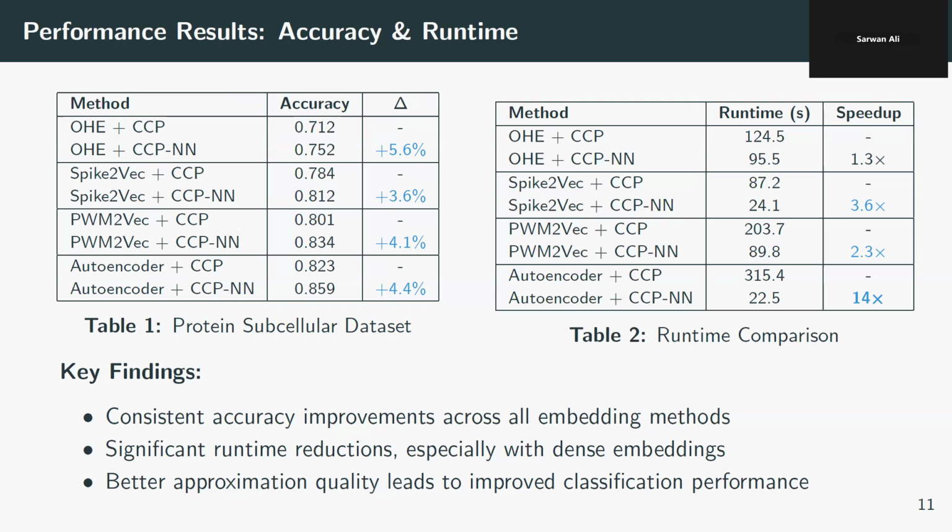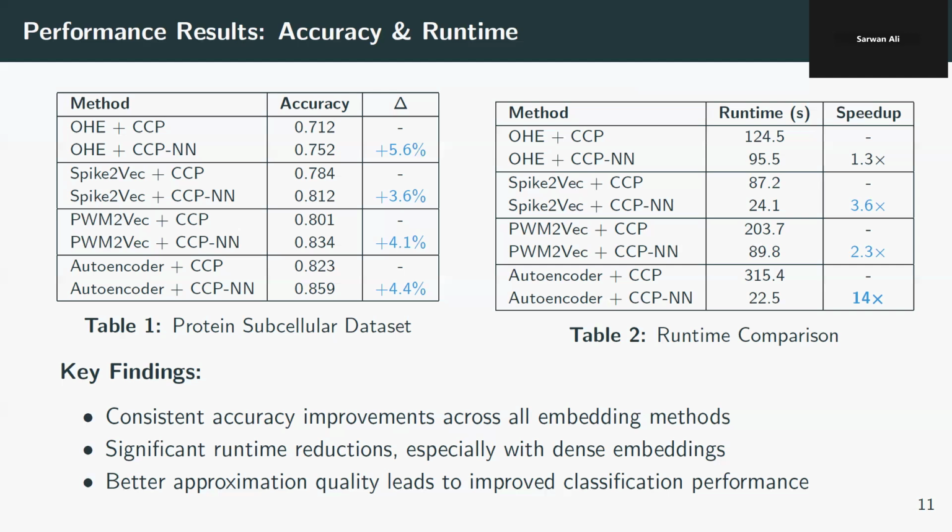With the one-hot encoding, we get a 1.3 times speedup, modest but significant. With Spike2Vec, we achieve a 3.6 times speedup. With PWM2Vec, it's 2.3 times. But here is the kicker. With autoencoder embedding, we achieve a 14 times speedup. So this shows that our method scales particularly well with dense, high-quality embeddings.